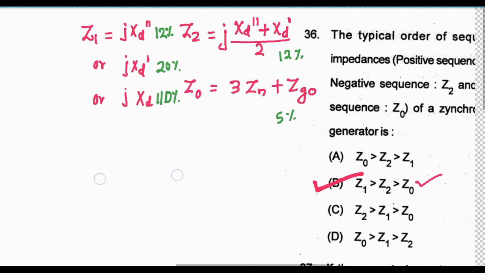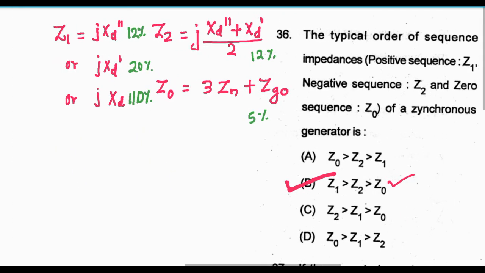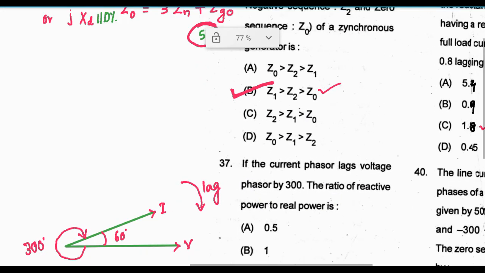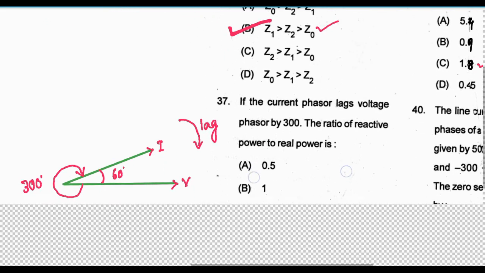That is, in steady state case, if we consider this is 110, that means 110%. Whereas Z2 is always the average of sub-transient reactance and transient reactance, that is (Xd'' plus Xd') by 2, and this is always equal to 12%. And Z0, that is 3Zn plus ZG0, is always the least value, having 5%. So here order is B, that is Z1 is greater than Z2 is greater than Z0.